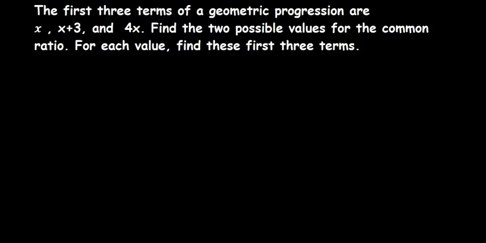Alright, so we're looking at another very common kind of question under a GP, where they've given us the first term to be x, the second one is x plus 3, and the third term is 4x. The question is: find the two possible values for the common ratio. For each value, find the first 3 terms.